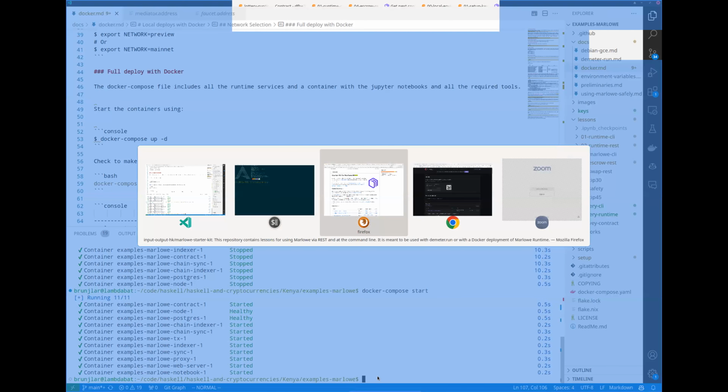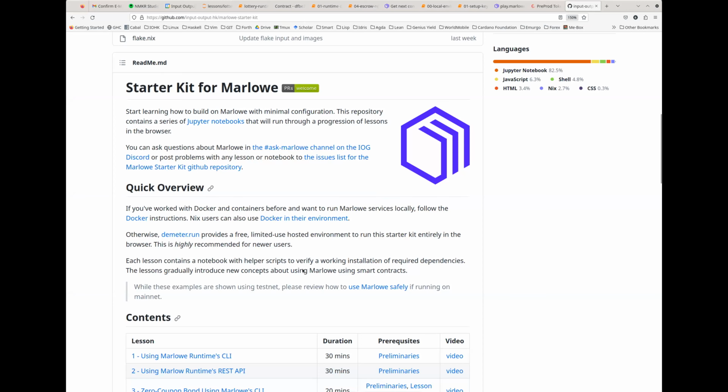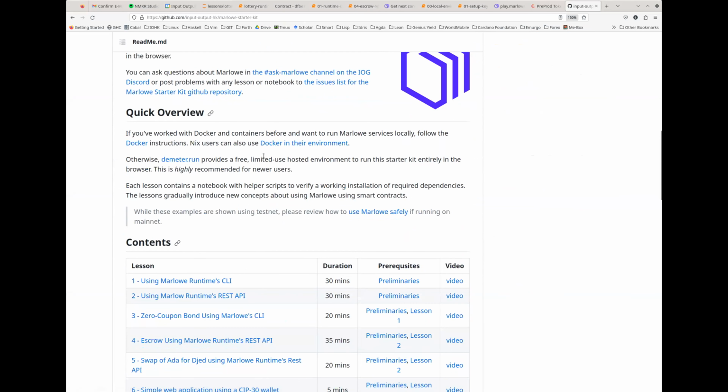Right. This Docker is only one way. There's also this Demeter run, which is a hosted environment. So basically all you need is your browser and all the tools are there. There's also a free tier, and if you don't use it too much, then it's basically free. You can use that in your browser if you don't have enough resources on your laptop to run these Docker images.